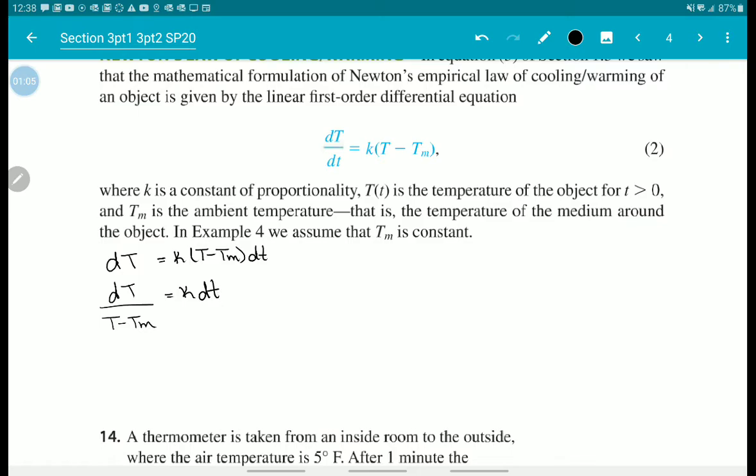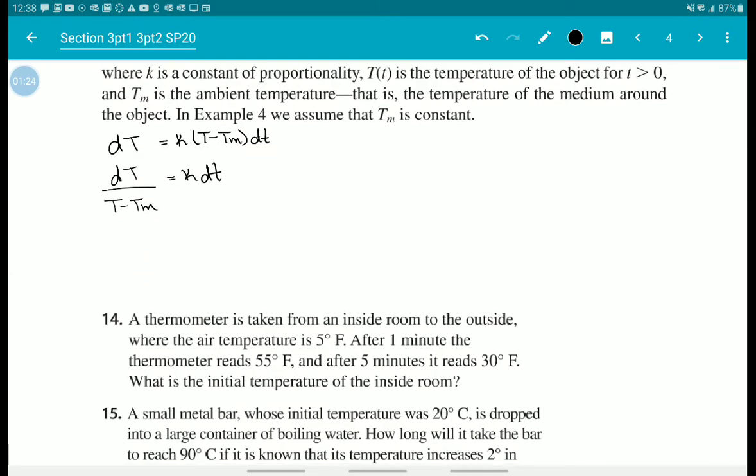We'll know the temperature of the medium based on whatever the problem tells us it is, or we may end up having to find that in some cases. We may not know that, but we'll have enough information to do that. But that Tm is a constant value. It's the temperature of the surrounding medium for the item that we're putting into that medium.